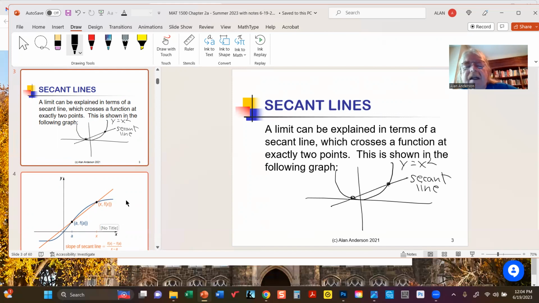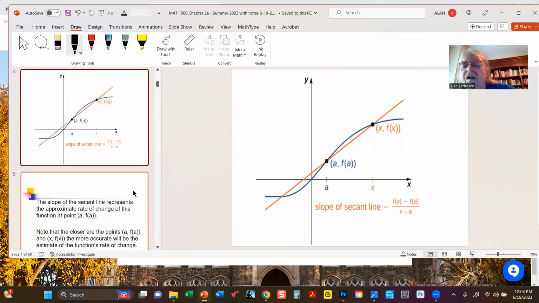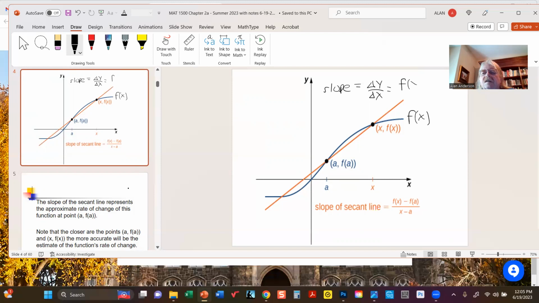All right, so in the next slide, we have a graph of the secant line for some arbitrary function f of x. You can see that the blue line is the function f of x. And then we have the points x, f of x, and a, f of a, where a is just some constant. The slope of the secant line between those 2 points, because it's a straight line, is just delta y over delta x. And that means that we have f of x minus f of a, all over x minus a.